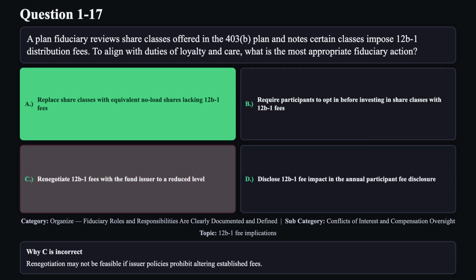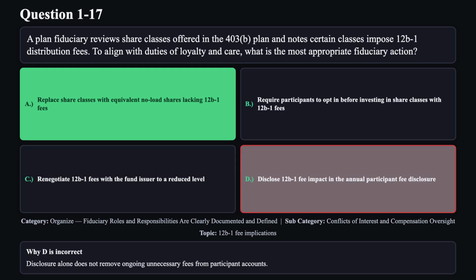Reason C is not correct. Renegotiation may not be feasible if issuer policies prohibit altering established fees. Reason D is not correct. Disclosure alone does not remove ongoing unnecessary fees from participant accounts.